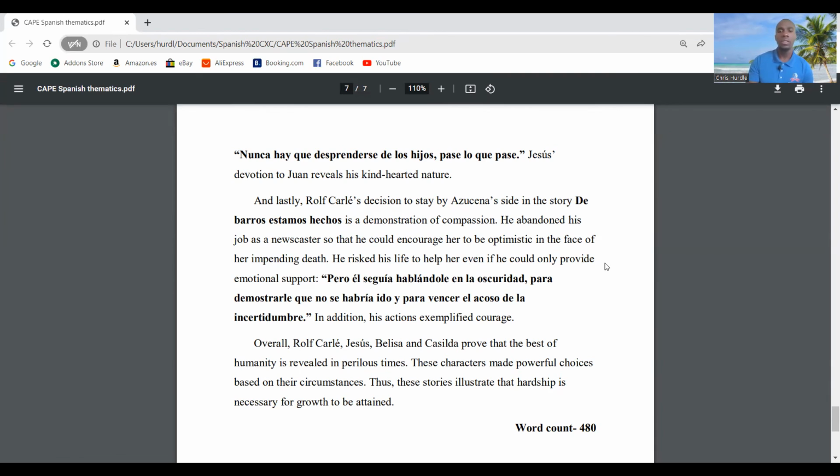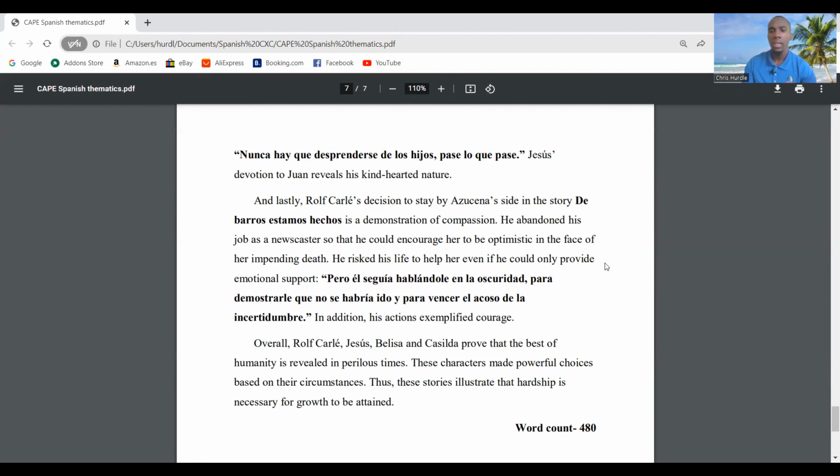Okay? So, of course, that quotation illustrated the fact that he never left her side and he was risking his life, because even in the darkness, even when it was dark, he was still there trying to raise her spirits. Even though she was going to die, he still wanted to help her to be optimistic, right? So those actions would have illustrated not only courage, but compassion, right?